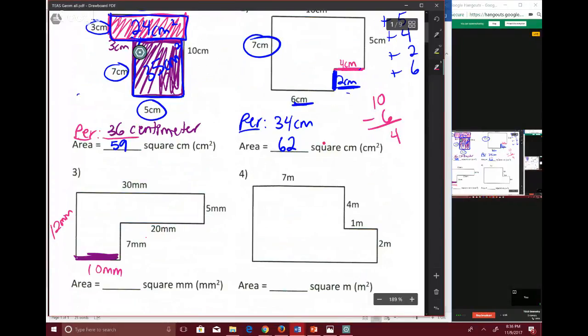To do a perimeter, I'm going to start over here. I'm going to say that I'm doing 12 plus 30 plus 5 plus 20 plus 7 plus 10. I'm going to be very careful with doing my math for that. So 12, 30, 5, 20, 7, and 10. I believe the perimeter is 84. If I'm totally wrong, that's a distinct possibility.